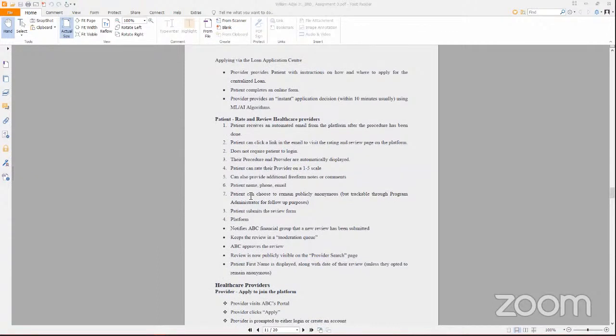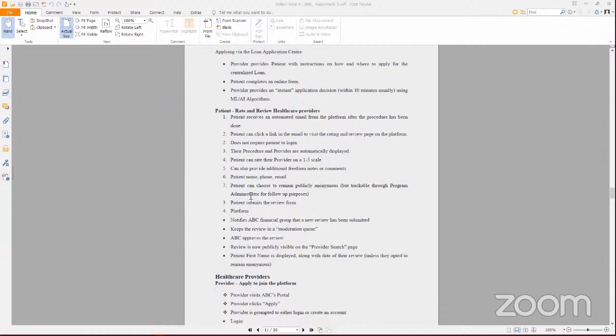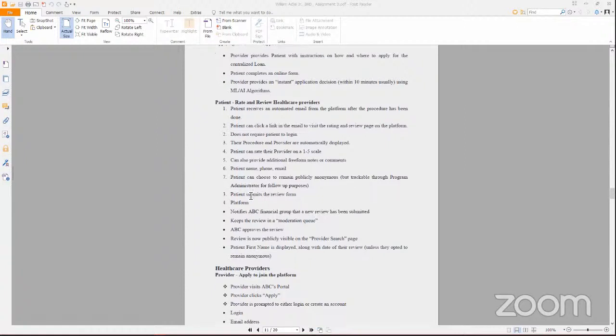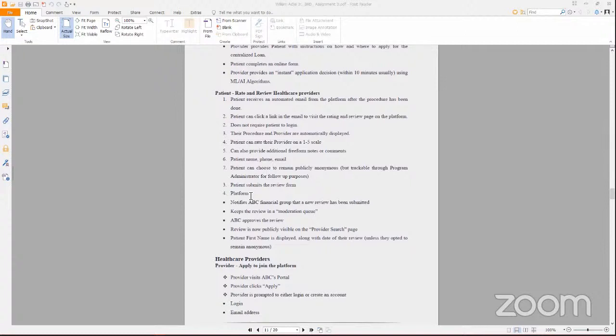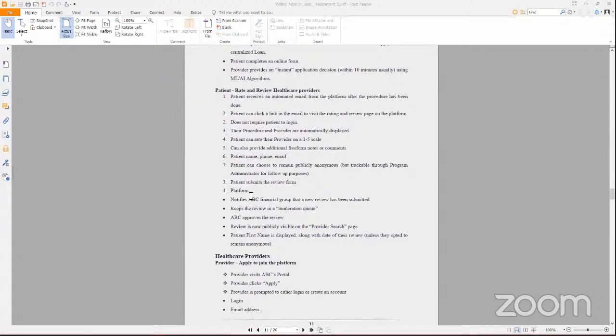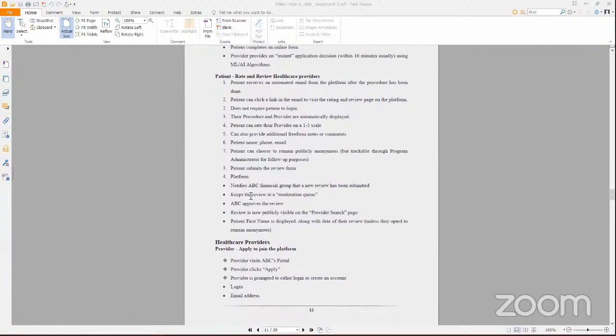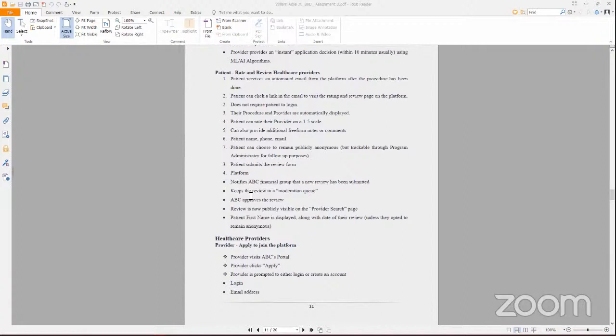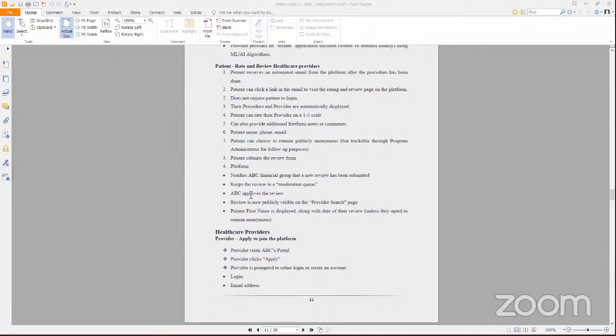So with this flow process, the patient receives an automated email from the platform after the procedure has been done. The patient can click a link in the email to visit the rating and review page of the platform. It does not require patients to log in, so their procedure and provider are automatically displayed. The patient can rate their provider on a scale of 1 to 5, and can also provide additional free-form notes or comments, and the patient's name, phone, and email. The patient can choose whether or not to provide their name, phone number, or email. It's all up to the patient.